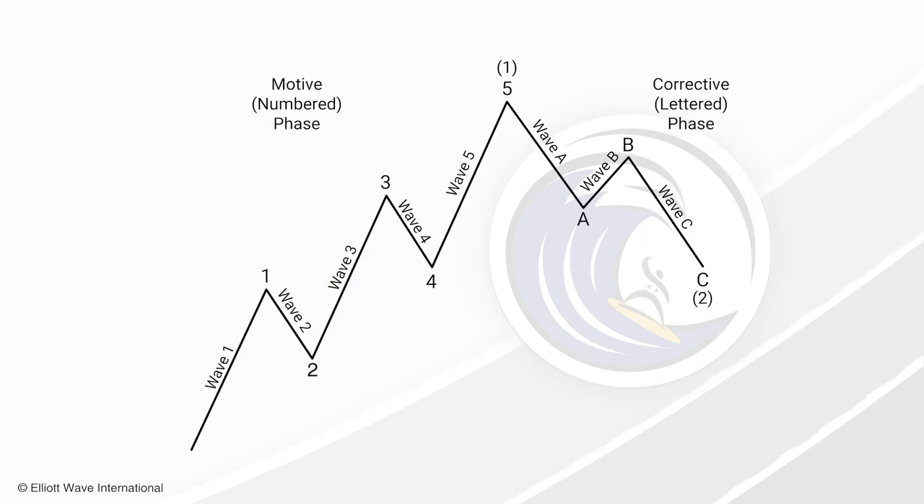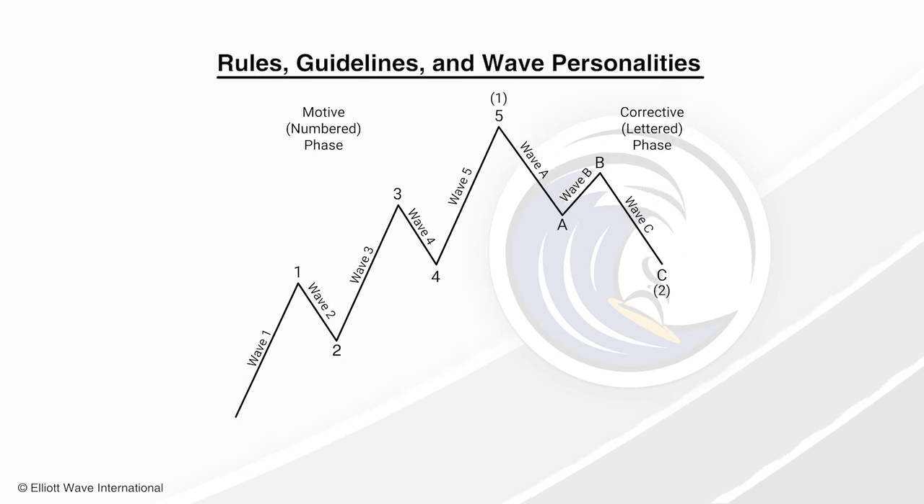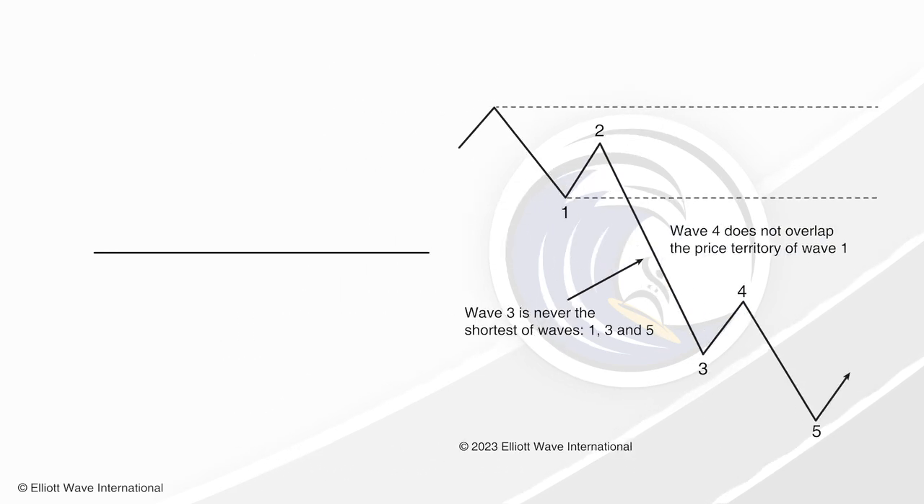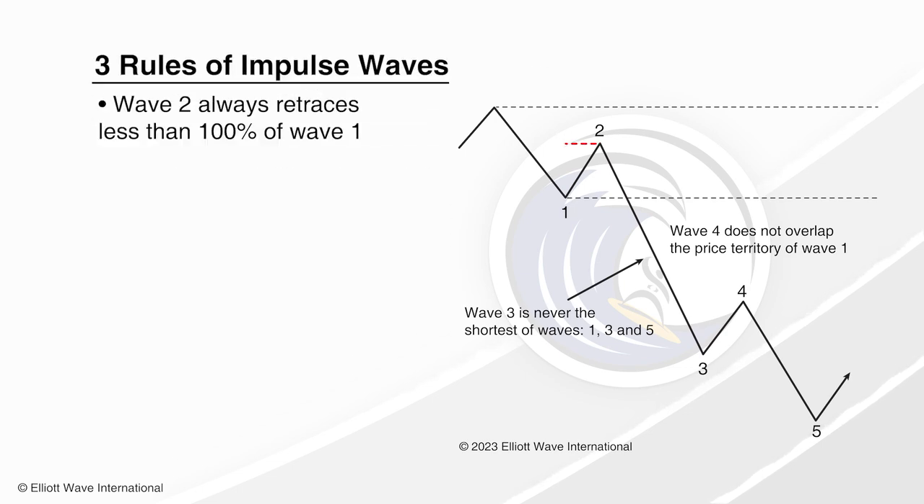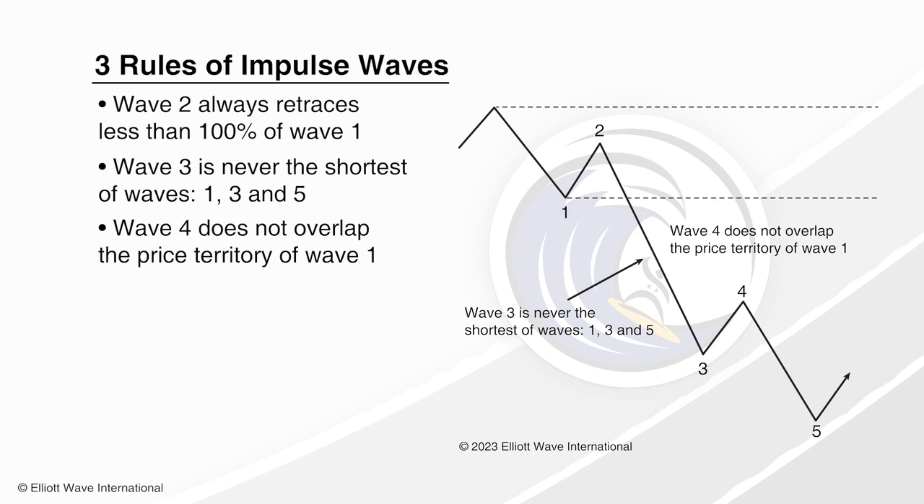I now want to talk about aspects of the wave principle that involve both motive waves and corrective waves. We'll be talking about rules, guidelines, and wave personalities. There are only 3 rules, and they apply in the context of impulse waves. Wave 2 always retraces less than 100% of wave 1. Wave 3 is never the shortest of waves 1, 3, and 5. And wave 4 does not overlap the price territory of wave 1.